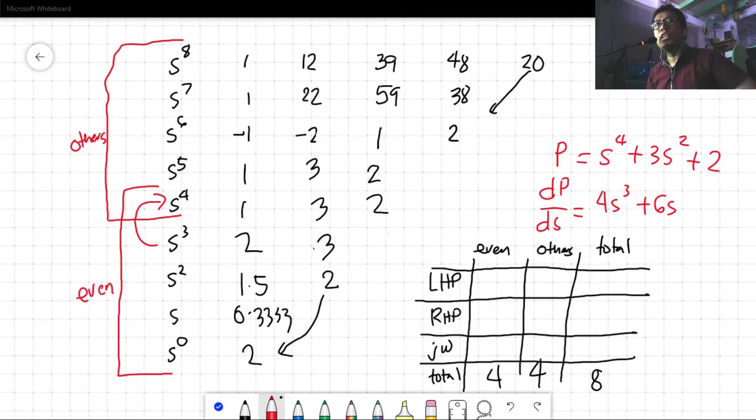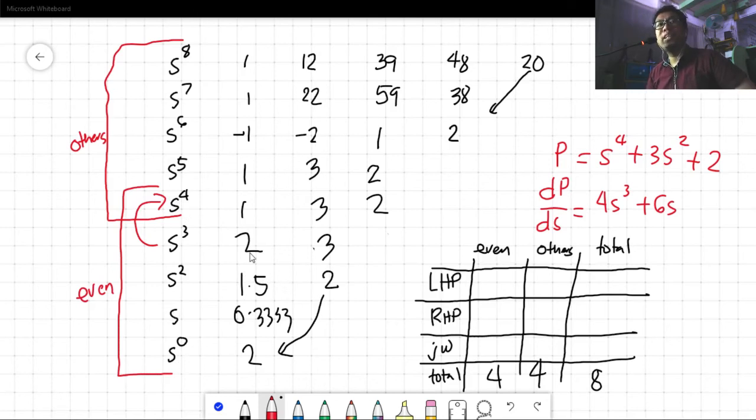Okay. So, in this case, pagbabasahin na natin ngayon yung ating route table. Okay. Unahin natin yung sa may even. Okay, sa may even polynomial. Okay. So, doon sa even polynomial natin, wala tayong nakikitang sign changes. Okay. So, saan ba yung even? Simula s to the 4th pababa.